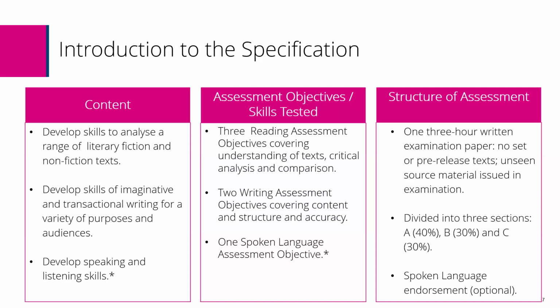We're going to be referring now a little bit to SO2, which is the specification, and this content is from that. The content develops skills to analyze a range of literary fiction and non-fiction texts, to develop skills of imaginative and transactional writing for a variety of purposes and audiences. And then we've got on that content slide, that third bullet point with the asterisk, develop speaking and listening skills. Now, the spoken language endorsement is optional.